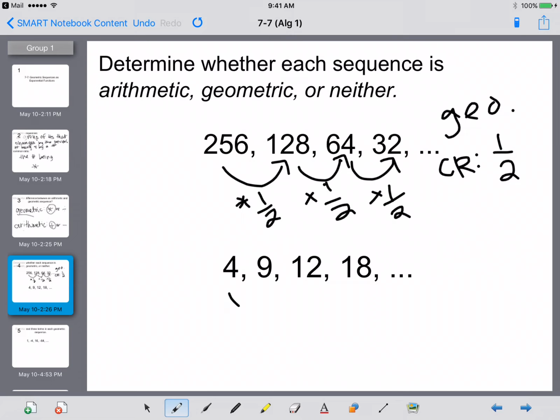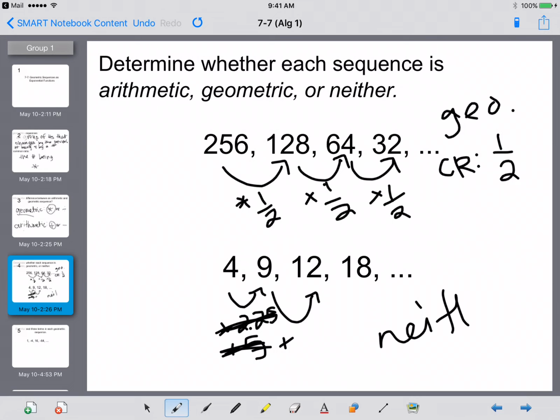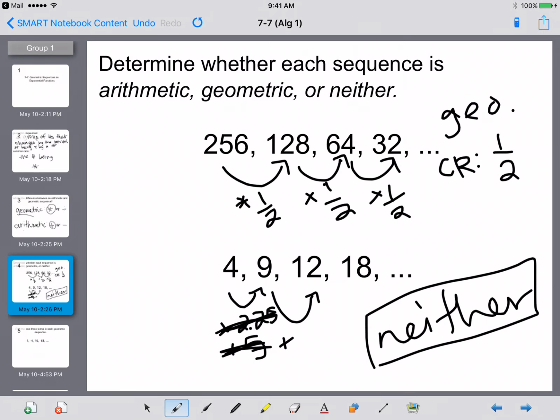Here we go from 4 to 9. And that's multiplying by 2.25. Let's see if when we multiply 9 by 2.25, we come out with 20.25. So it's not multiplying. I know I'm adding 5. So let's see, 9 plus 5 does not equal 12. So that's not it either. This one's neither. It's not being added by a number consistently or being multiplied by a number consistently.